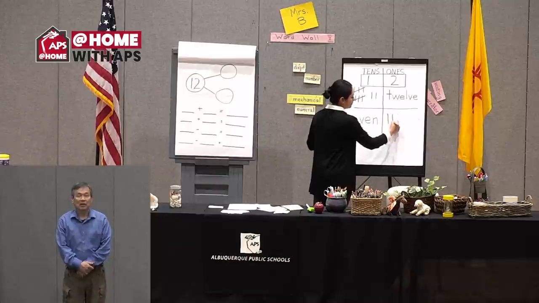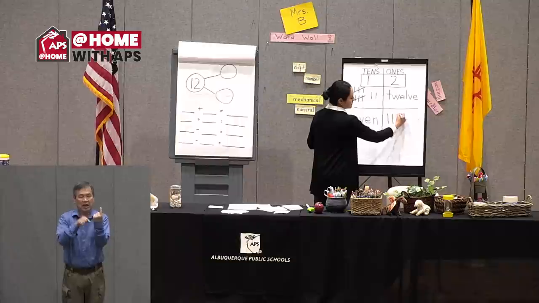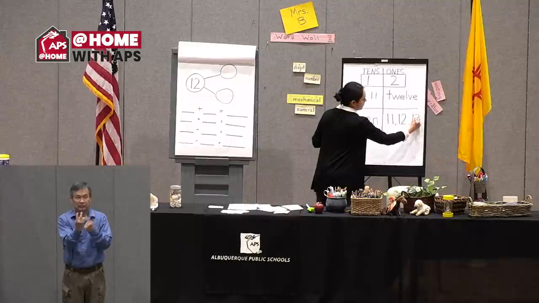Let's write a list down. 11, commas, that little symbol there, 12, 13.